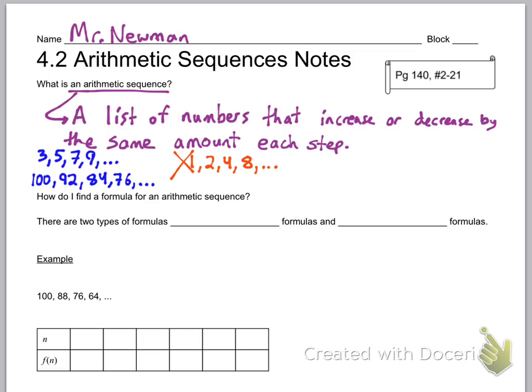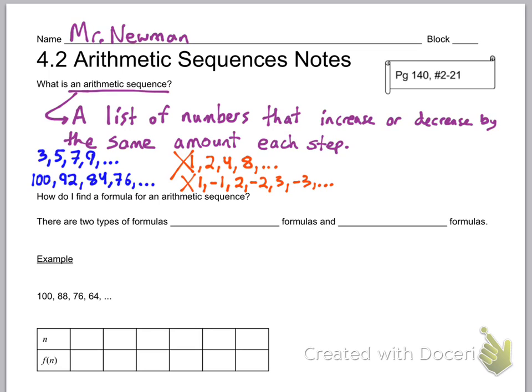Here's an example of one that is not an arithmetic sequence. Even though you see a pattern, it's not increasing by the same amount each time. And here's another example of a pattern, 1, -1, 2, -2. Yes, you can see a pattern, and every other one is maybe an arithmetic sequence, but it is not an arithmetic sequence because it doesn't increase or decrease by the same amount each time.